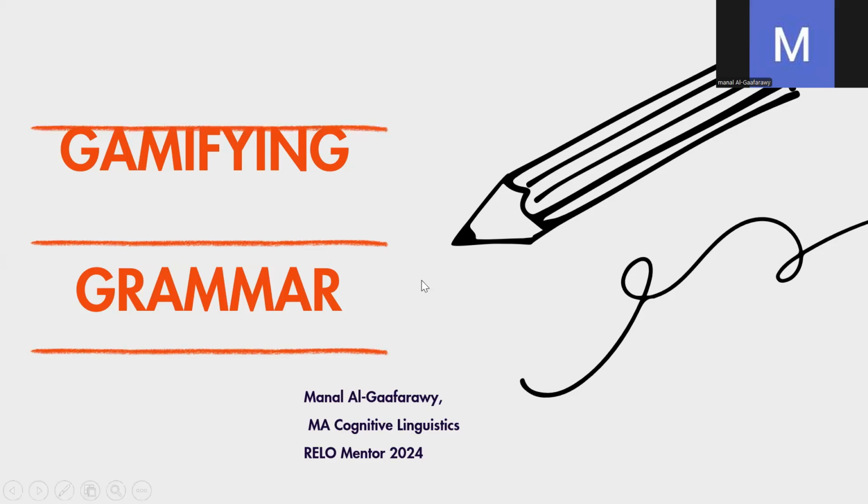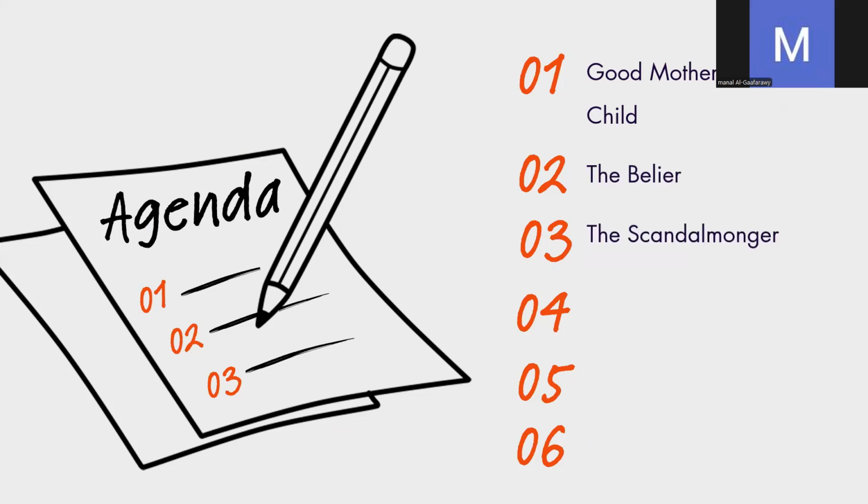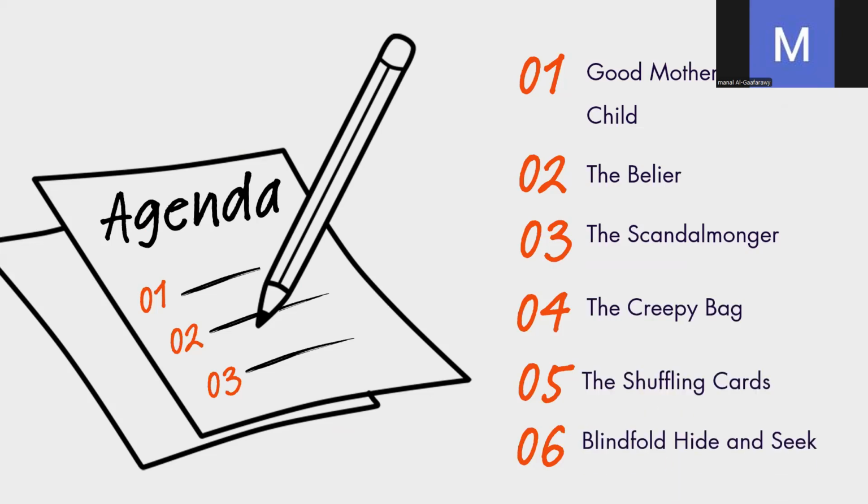Okay, so those games are Good Mother, Naughty Child, and we'll be explaining this, the Bee Liar, then the Scandal Monger, the Creepy Bag, the Shuffling Cards, and finally, blindfold hide and seek. Okay, so to start with the first game, Good Mother, Naughty Child.